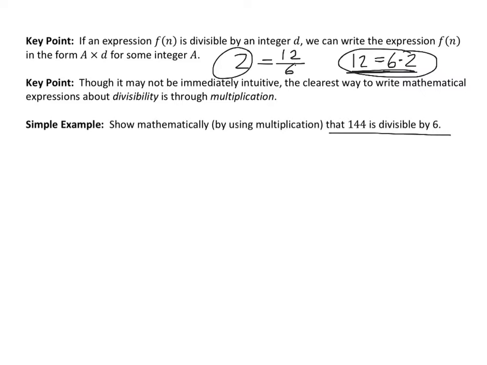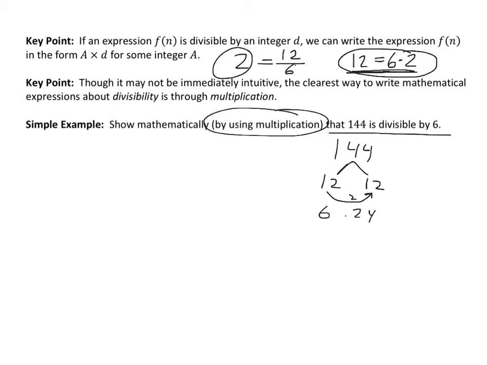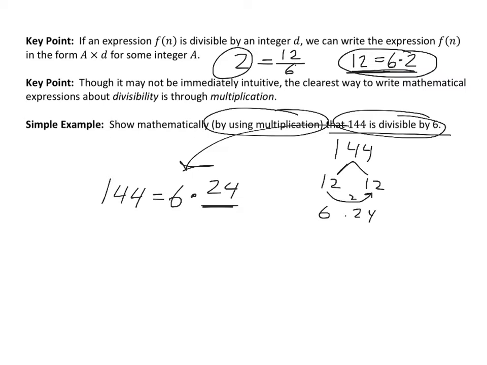A very simple example is here, where I say, show mathematically that 144 is divisible by 6. I want you to use multiplication to show this. You might notice that 144 is 12 times 12. But we could do a little bit of factor sharing. If I shared one of the 2's over this way, I could make this 6 times 24. In other words, we can say that 144 is divisible by 6 by saying that 144 is 6 times some integer, 6 times 24.